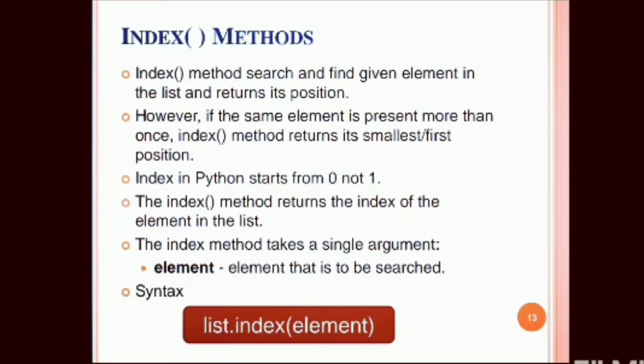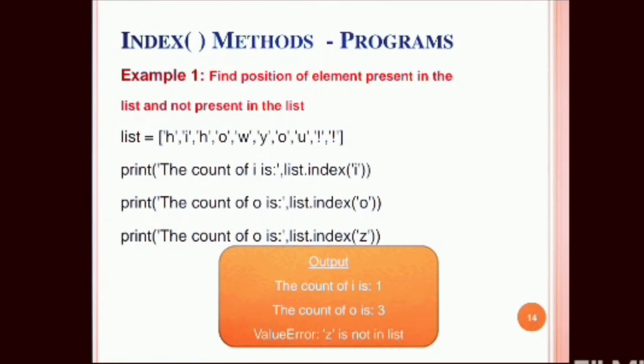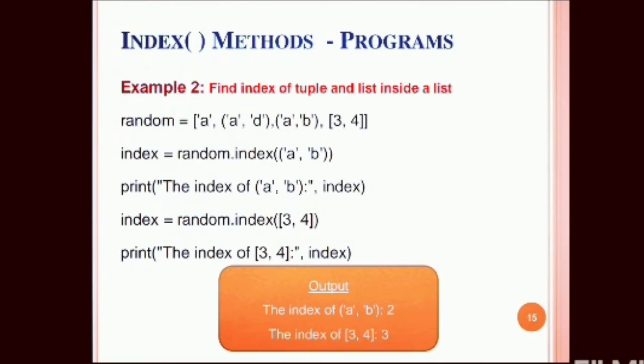The index method takes a single argument, the element that is to be searched. Syntax: list.index(element). Here are the programs of the index method. Example 1: find the position of an element present in the list and not present in the list. And the second example is finding the index of tuples in a list inside a list.